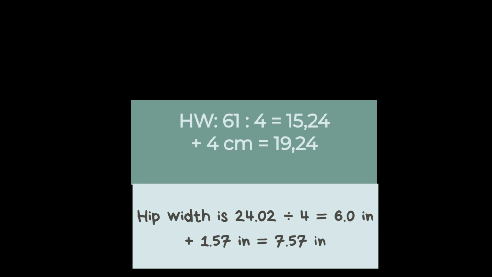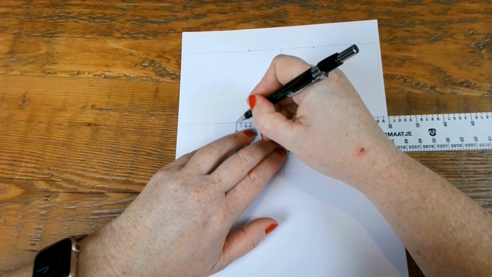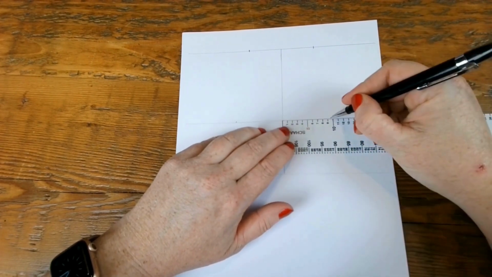The calculation for the hip width is a little different. Here we take the measured hip width, in my case 61 centimeters, divide it by 4 again, which becomes 15.24. But now I add 4 centimeters to that. If we don't do this, the skirt will fit very tightly around the hips, and with a 4-panel skirt, I don't want that. So 4 centimeters added to 15.24 is 19.24. We divide this by 2 again, which is 9.6, and I mark this off on both the left and right sides of the center line.